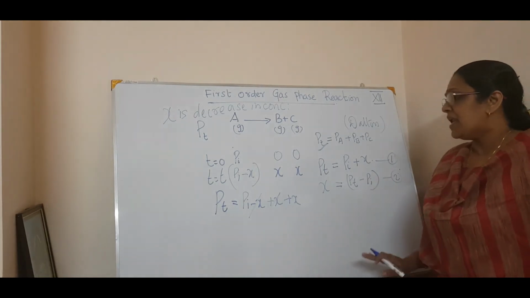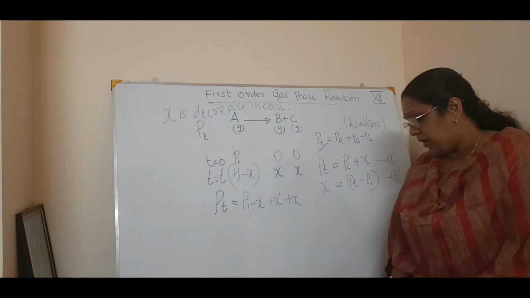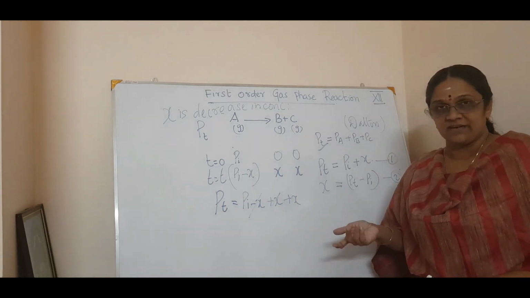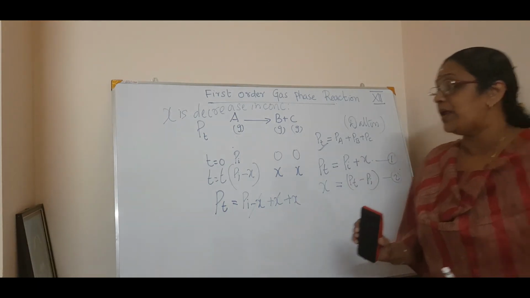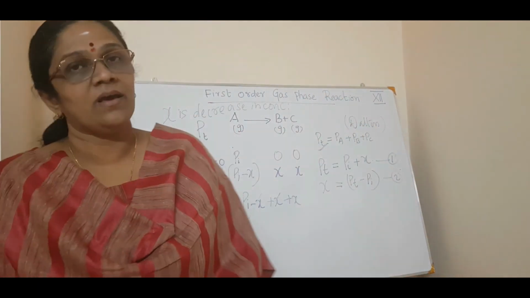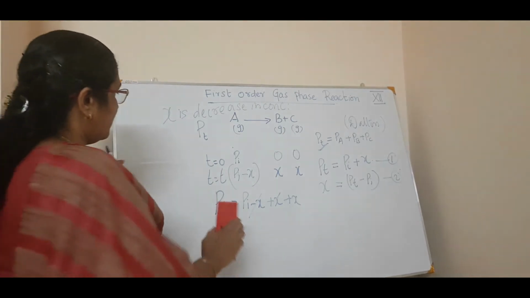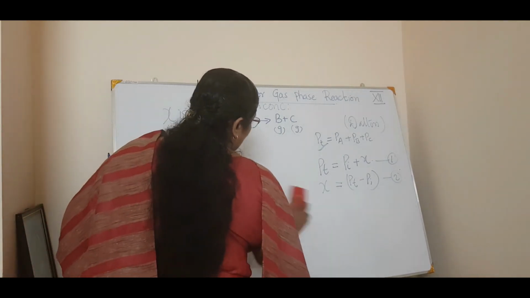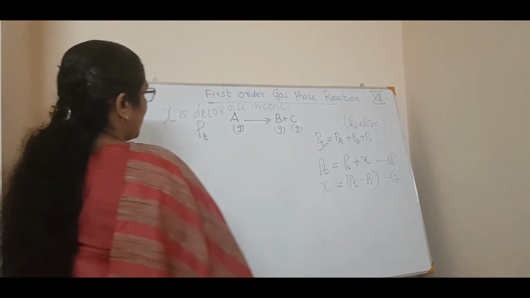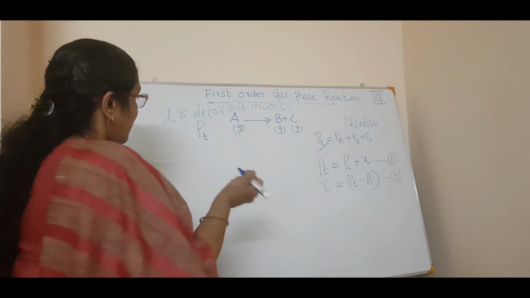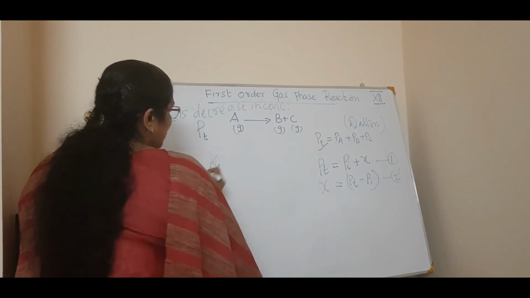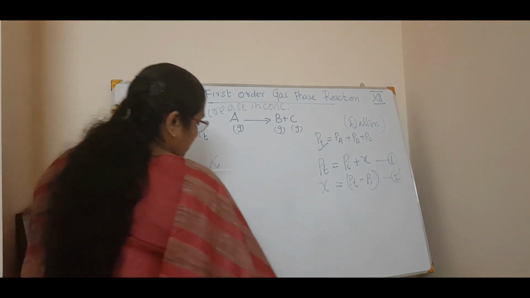Okay, well, now what will we do? We have to calculate the rate constant. That's why we are doing all this, isn't it? Now we will see how to calculate the rate constant, or K, of this gaseous first order reaction. Now, what is the general equation for a first order reaction?